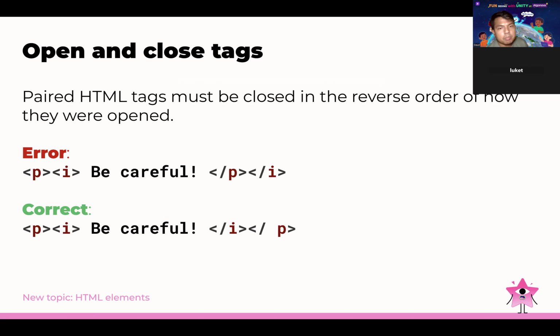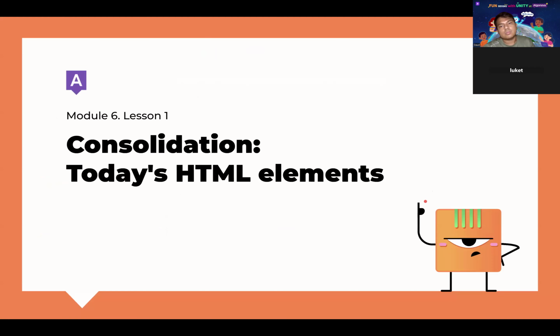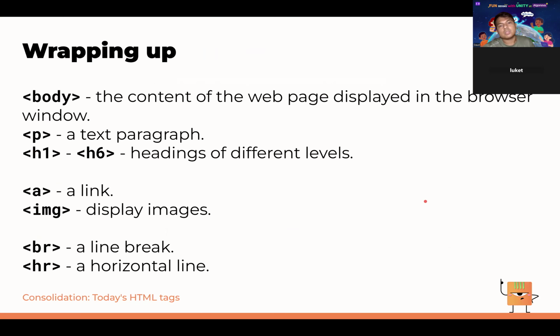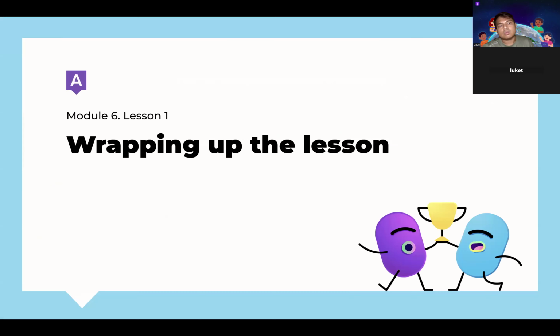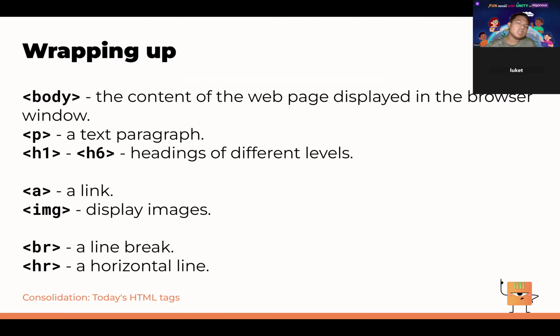If you start from the P, you need to end it with the P. You need to close it directly, since the I is inside the P. And then if you want to put a comment, just use this tag. This is an example of a paragraph. It's a little bit more verbose as opposed to Python.